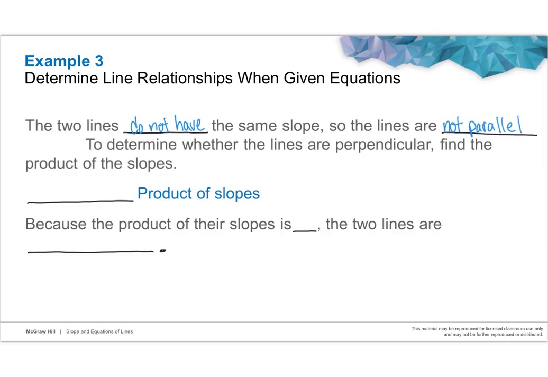To determine whether the lines are perpendicular, we're going to find the product of those slopes. So if we take our 3 times our negative 1/3, you can remember that 3 as 3 over 1. And hopefully you recognize that opposite reciprocal relationship where the product is negative 1. And because it is, those two lines are perpendicular.